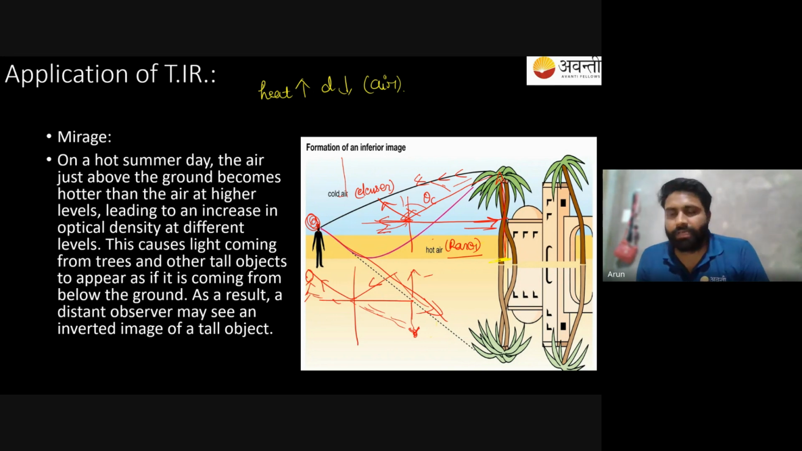In Hindi, we say it mrichika. Okay. So this is the mirage. This is the concept behind it. Do not learn about the fact only. Learn the concept of it. Okay.